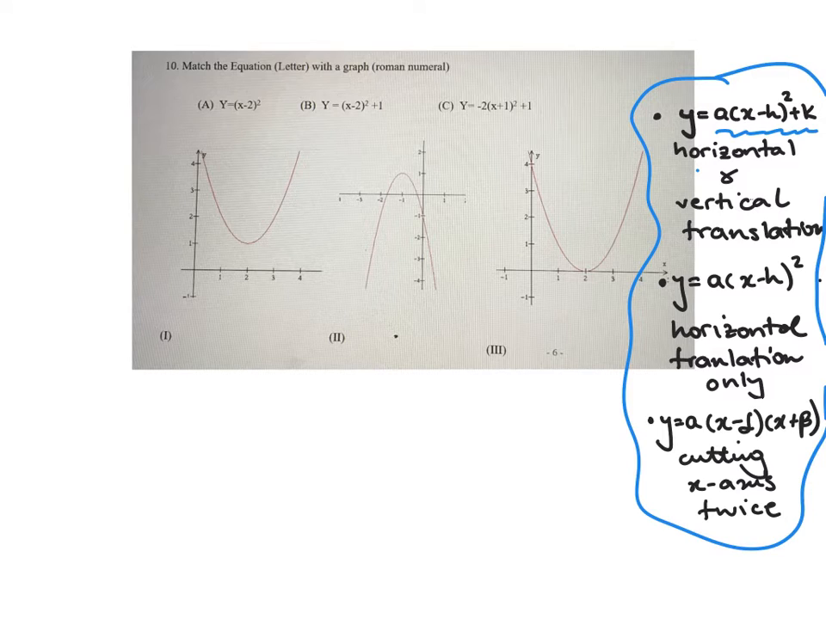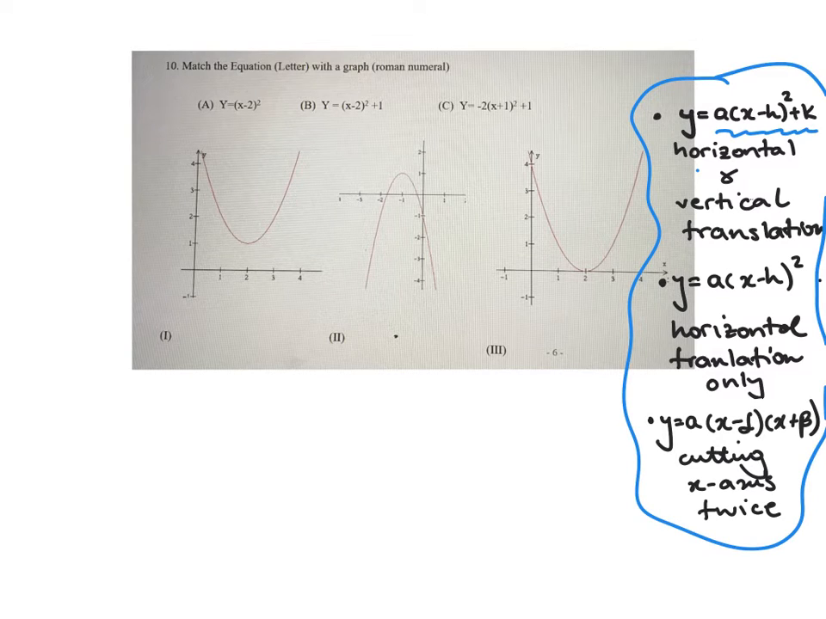And the last one, it's y equals a times brackets x take away alpha, close the brackets, new brackets, x plus beta, close the brackets. And this form indicates that the graph is cutting the x-axis twice. Now we can use this information and match the equation with the graph or graph with the equation.